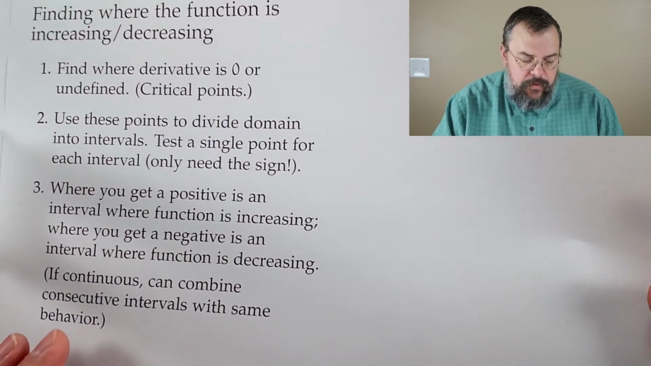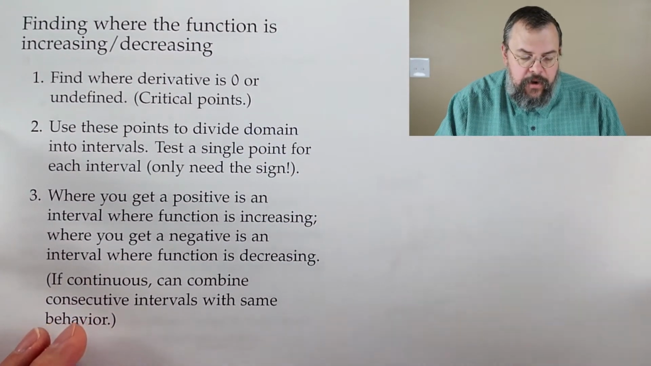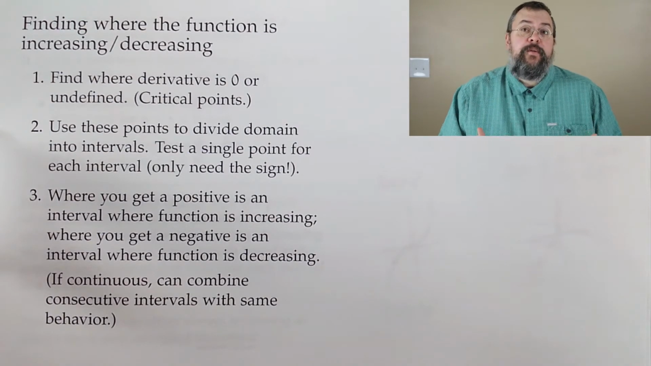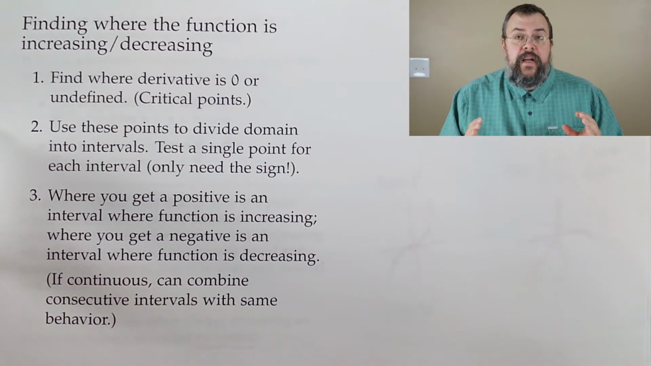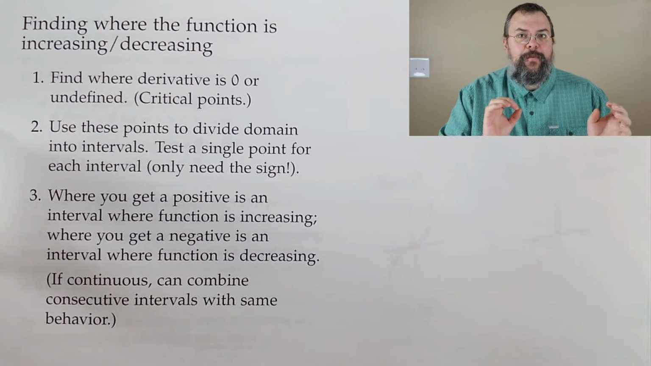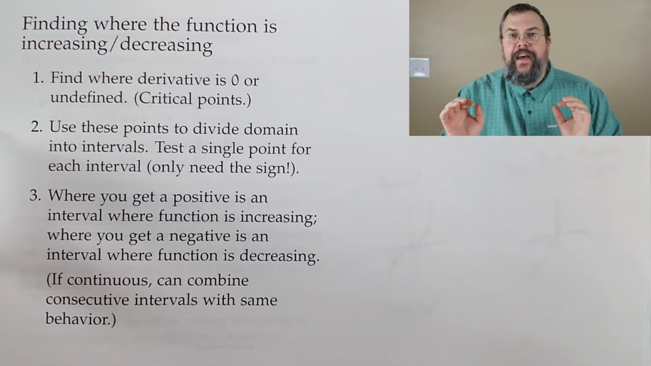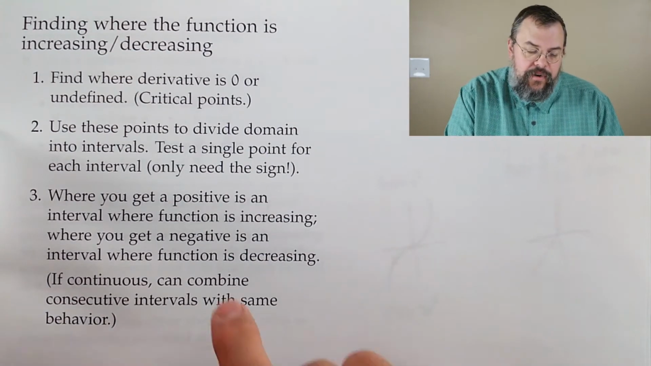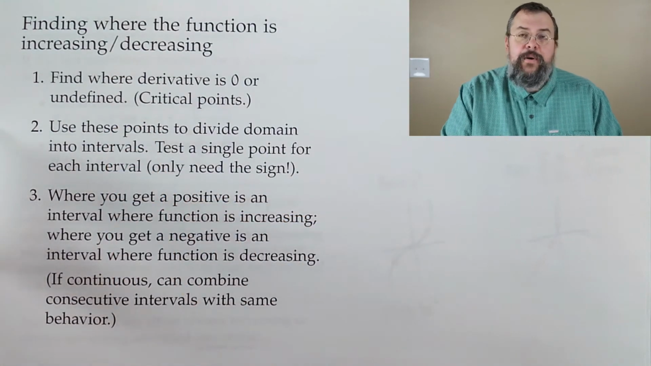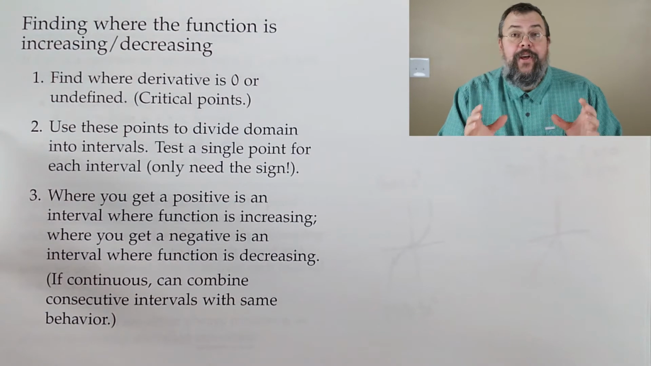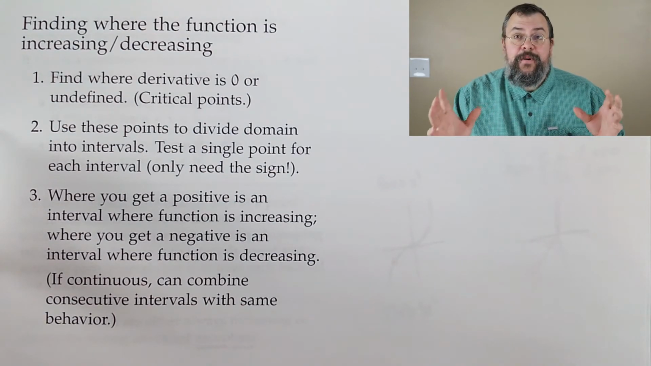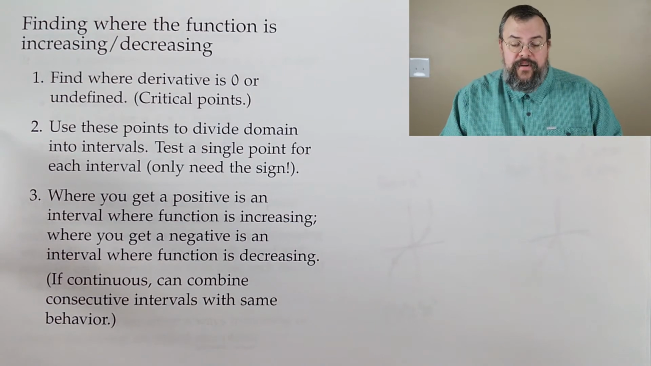So what's the process? We want to find where our function is increasing and decreasing. It's a pretty simple process. We now have a pretty good idea that we know to look where a derivative is positive or negative, and so the first thing we ask is, where can it change? So that's step one. Find where the derivative is 0 or undefined. That's where we can switch from positive to negative. So in other words, we're going to make a list of our critical points.